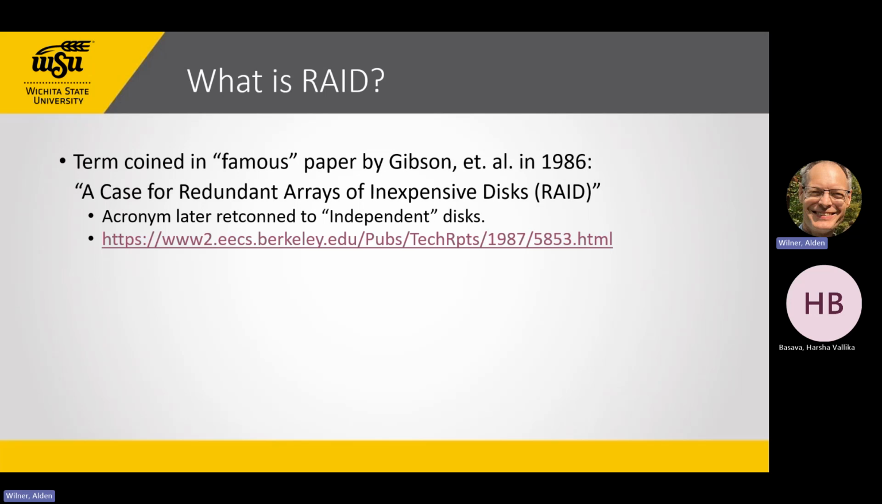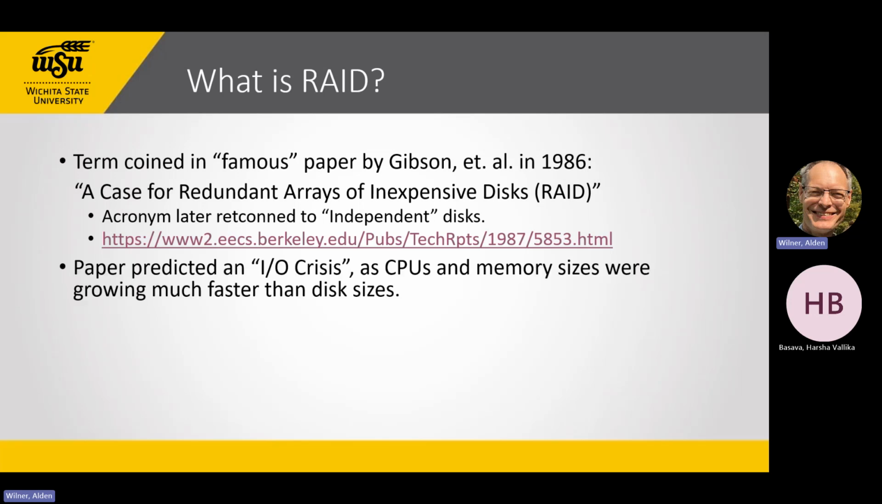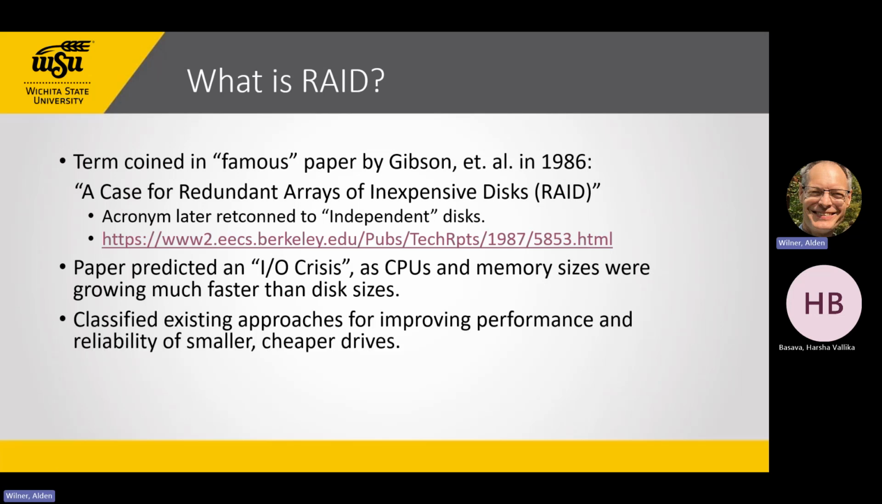So he came up with some algorithms that he described to make it cheaper. So he predicted an I/O crisis. CPU and memory sizes were growing much faster than devices at that time. He classified the existing approaches that were available in 1986 that people were already using for improving both the performance and the reliability of smaller, cheaper drives.